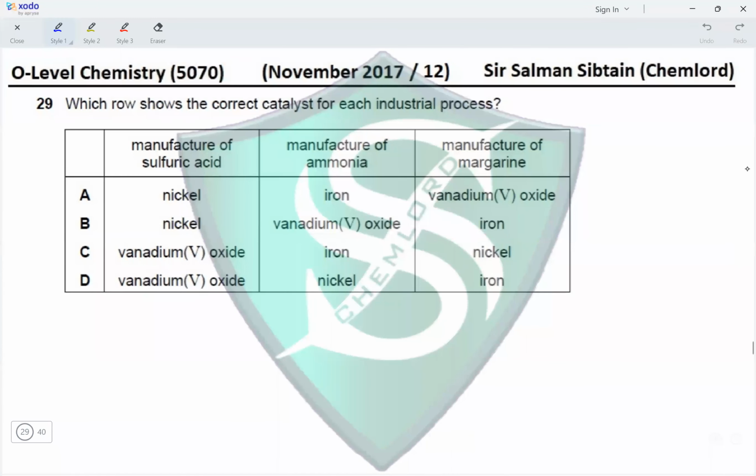Question 29. Which row shows the correct catalyst for each industrial process? Manufacture of sulfuric acid involves the presence of vanadium(V) oxide. So options A and B have been eliminated. Manufacture of ammonia involves iron. Option D has been eliminated. And manufacture of margarine involves nickel. Therefore, option C is the correct option for this question.